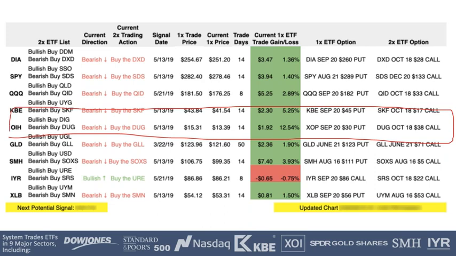So not only do I trade this oil sector using the 2x ETFs in my own personal account, but I also trade the options on oil.